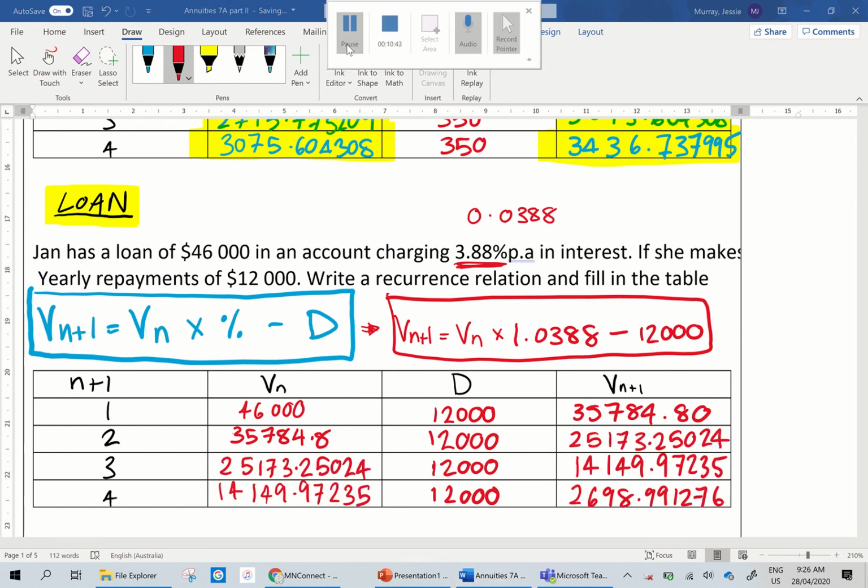Alright, I've gone ahead and filled in the rest of the table, and you can see hopefully that at the end of the fourth year, Jan only owes $2,698.99.